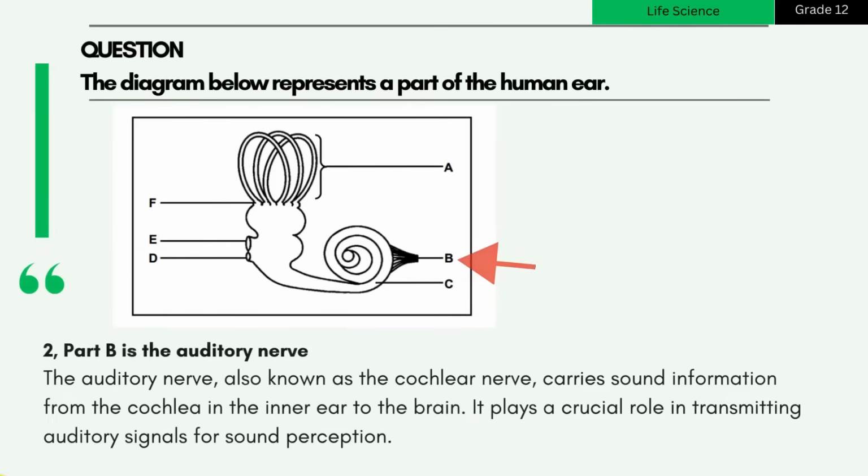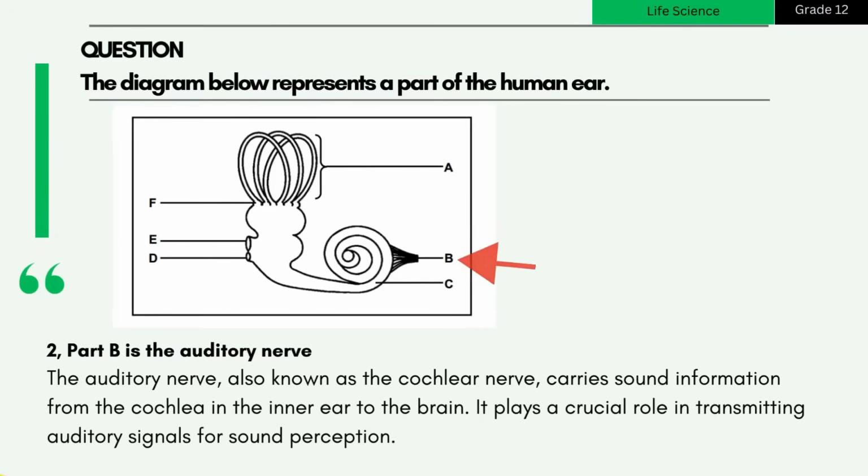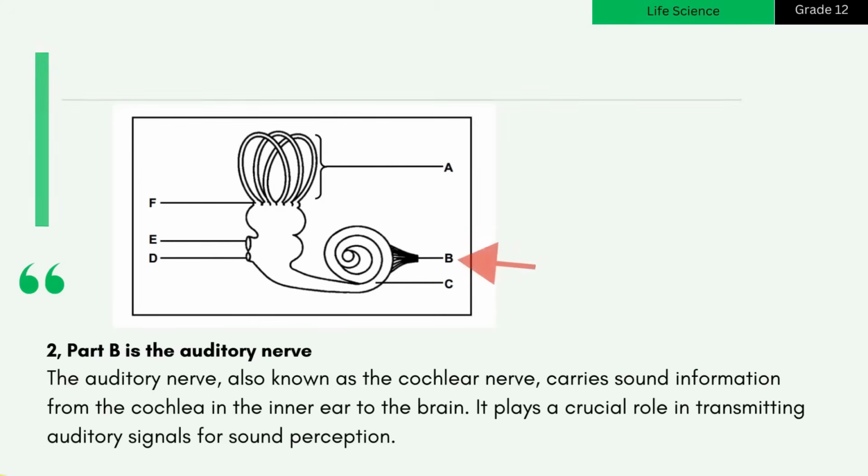2. Part B is the auditory nerve. The auditory nerve, also known as the cochlear nerve, carries sound information from the cochlea in the inner ear to the brain. It plays a crucial role in transmitting auditory signals for sound perception.